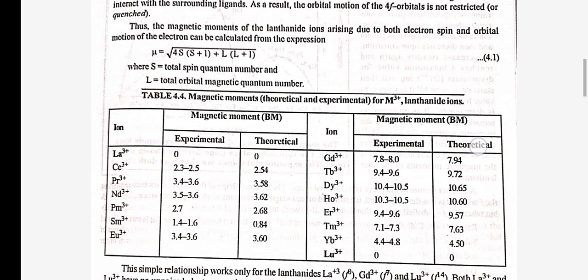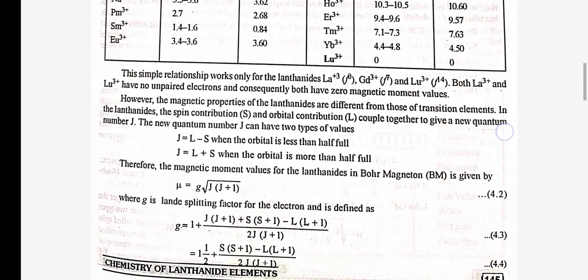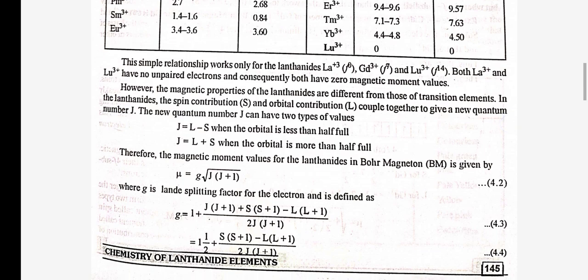The magnetic moments, theoretical and experimental, for M3+ lanthanoid ions are, for example, for La3+ experimentally 0 and theoretically 0. For the Gd3+ ion, experimentally 7.8 to 8.0 and theoretically 7.90. This simple relationship works only for the lanthanides. Both La3+ and Lu3+ have no unpaired electrons and consequently both have zero magnetic moment values. However, the magnetic properties of the lanthanides are different from those of the transition elements.